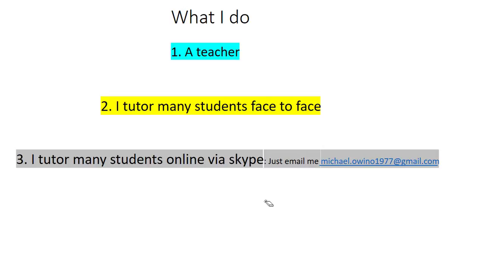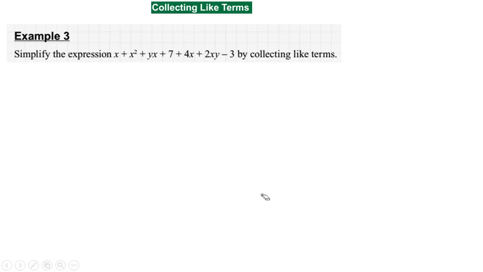What we're going to be doing today is collecting like terms and doing more difficult simplifying expressions. These questions, you're going to receive them in your GCSE, so make sure you are able to do them. Now, example 3 says, simplify the expression x plus x squared plus yx plus 7 plus 4x plus 2xy minus 3.